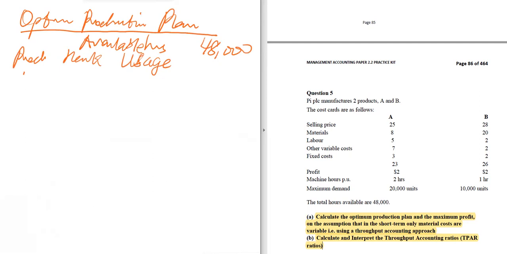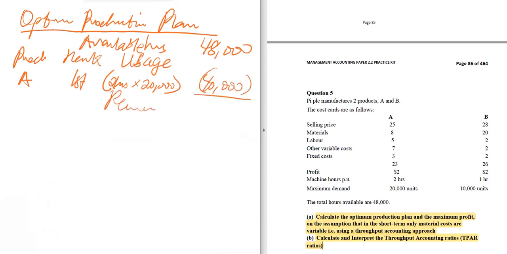So 48,000, then we have our product, our rank, and our usage. We have product A being first in ranking. What we required was 20,000 units. Can we do all? Yes, we require 2 hours and we are producing 20,000 units. That gives us 40,000 hours. Can we use all? Yes, we can. How much is remaining? That means you have 8,000 hours remaining.